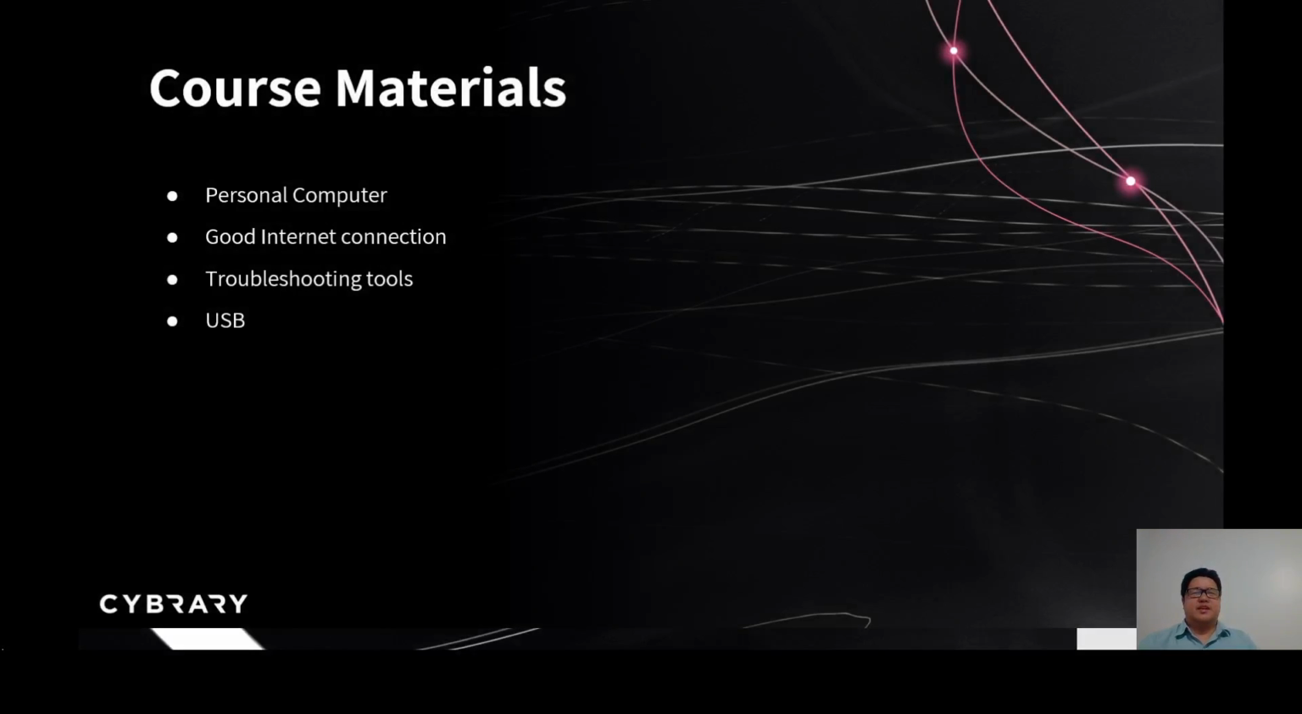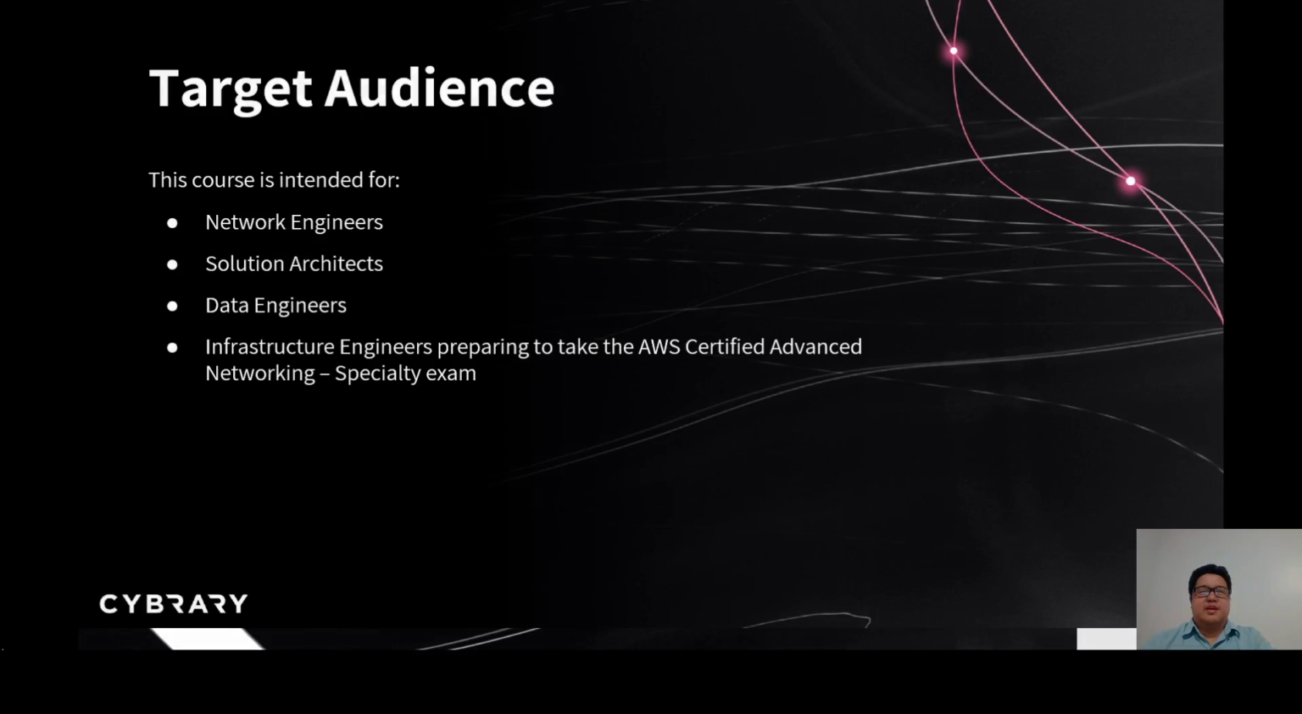Course materials: all you need is a personal computer, good internet connection, troubleshooting tools, and USB. Target audience: this course is intended for network engineers, solution architects, data engineers, and any infrastructure engineers preparing to take the AWS Certified Advanced Networking Specialty exam.